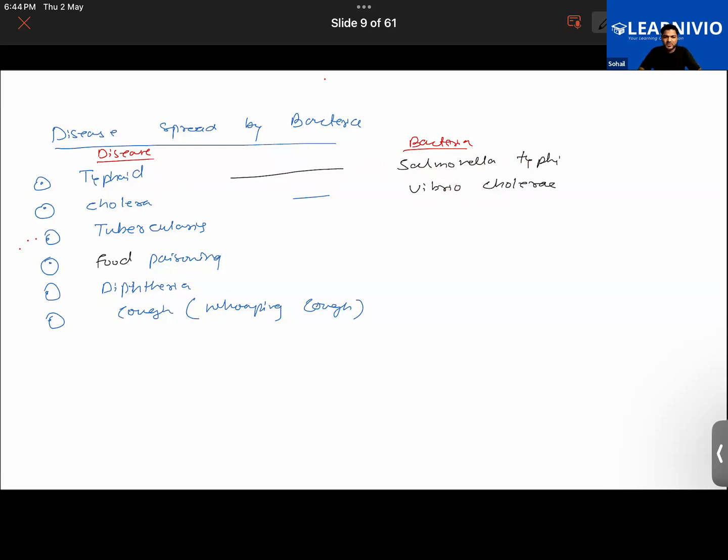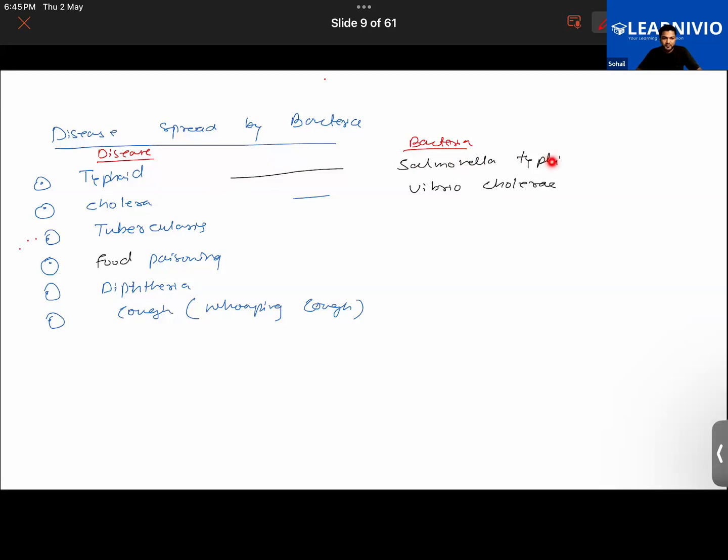Let's start by discussing this typhoid. In this case, the person will be suffering from high fever, dehydration, weakness. They might even suffer from pain in joints and muscles. So that is what happens in typhoid, and usually it spreads from contaminated food and water.